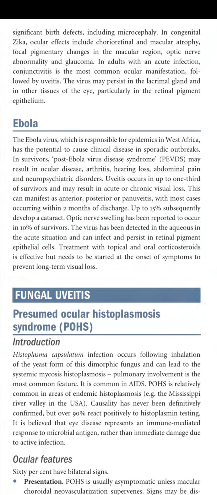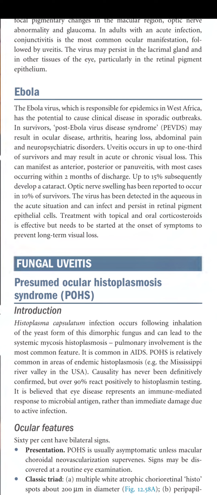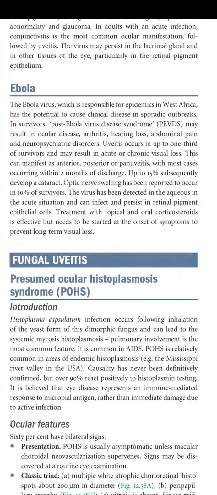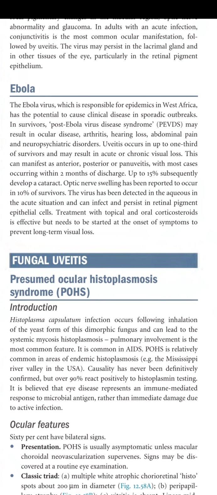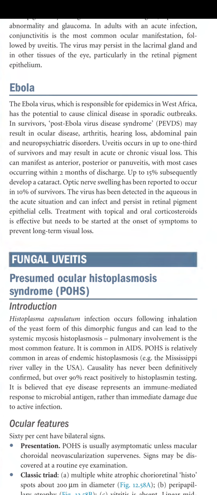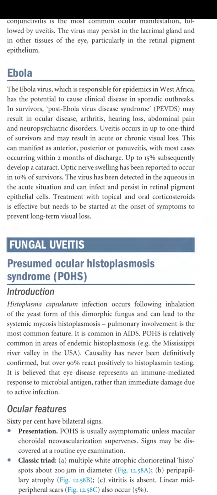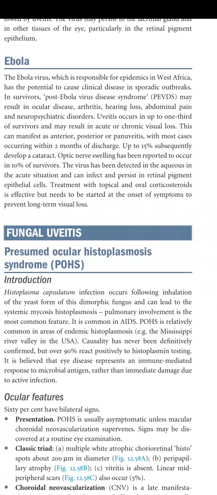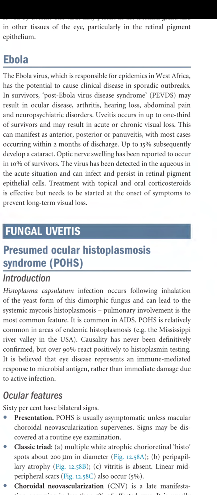with most cases occurring within 2 months of discharge, and up to 15% subsequently developing a cataract. Optic nerve swelling has been reported to occur in 10% of the survivors. The virus has been detected in the aqueous in the acute situation and can infect and persist in the retinal pigment epithelial cells. So these are basically affecting the RPE cells. Treatment with topical and oral corticosteroid is effective but needs to be started at the onset of symptoms to prevent long-term visual loss.